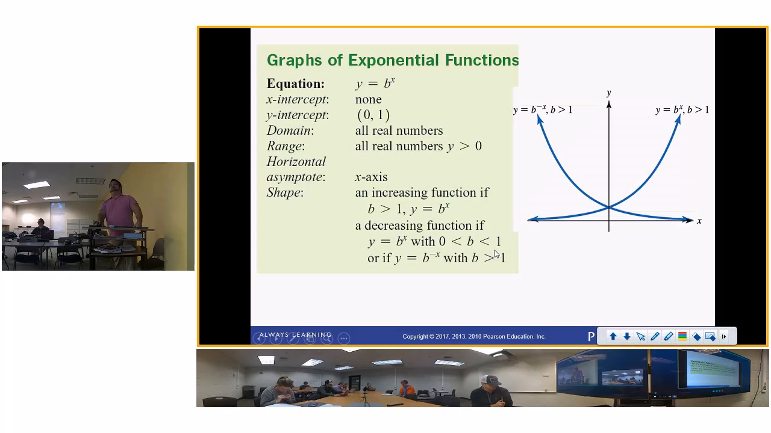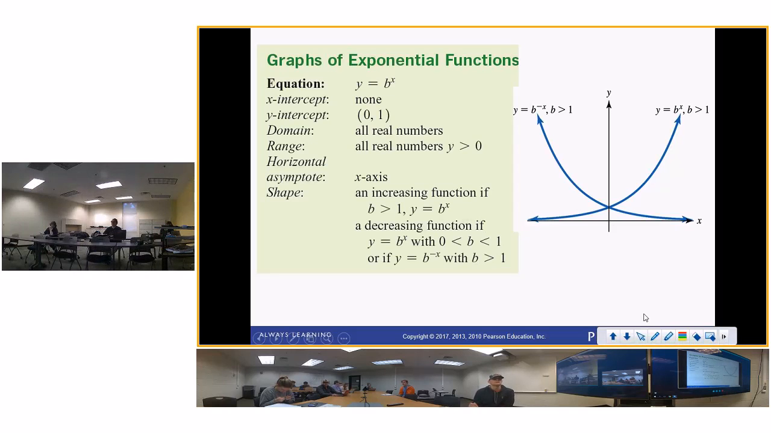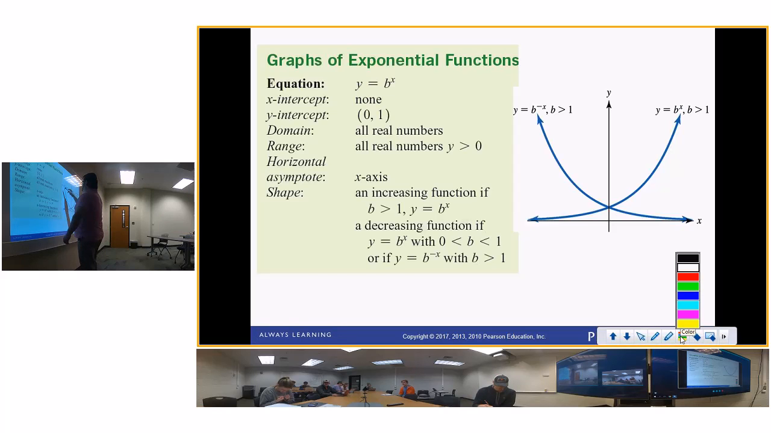All right? And there, write this down, this is the negative x function. So the negative x function, I'm going to do it in red.